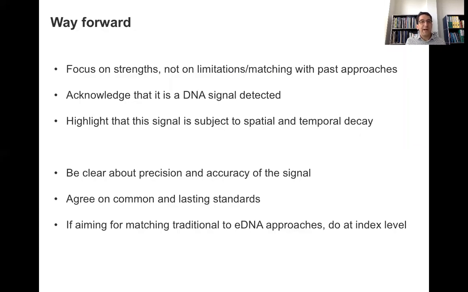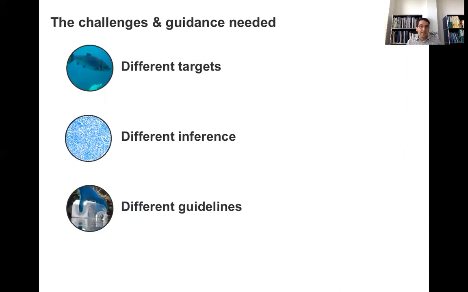So what do we do next? What is the way forward to make that happen? I think one aspect is that we should focus on the strengths of the novel approaches and not on their limitations or their matching with past approaches only. It is important that we do not miss novel opportunities. At the same time, it is very important that we acknowledge that it is a different signal detected. We also should highlight that this DNA signal is subject to spatial and temporal decay, which will affect especially the spatial inference. We also should be clear about the precision and accuracy of that signal. We have to agree on common and lasting standards. And if we aim for matching traditional approaches to eDNA-based approaches, I think we should do that at the index level.